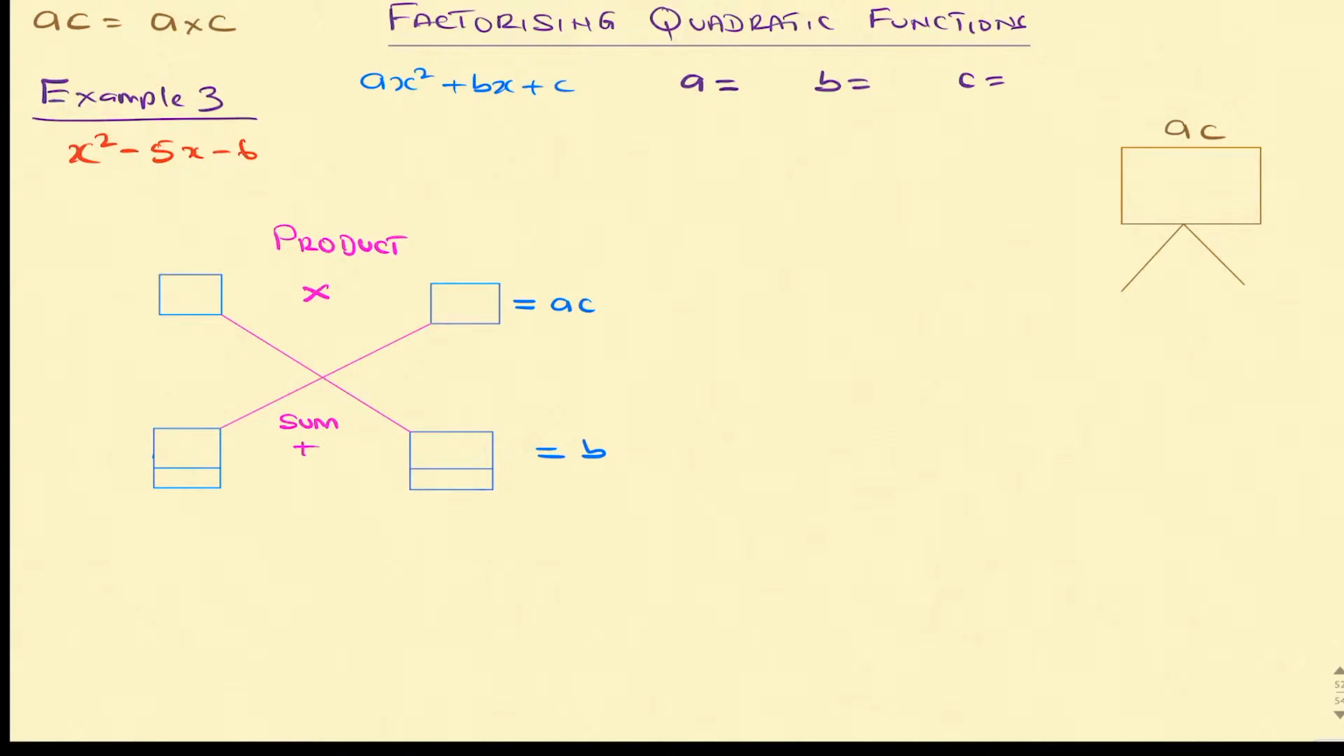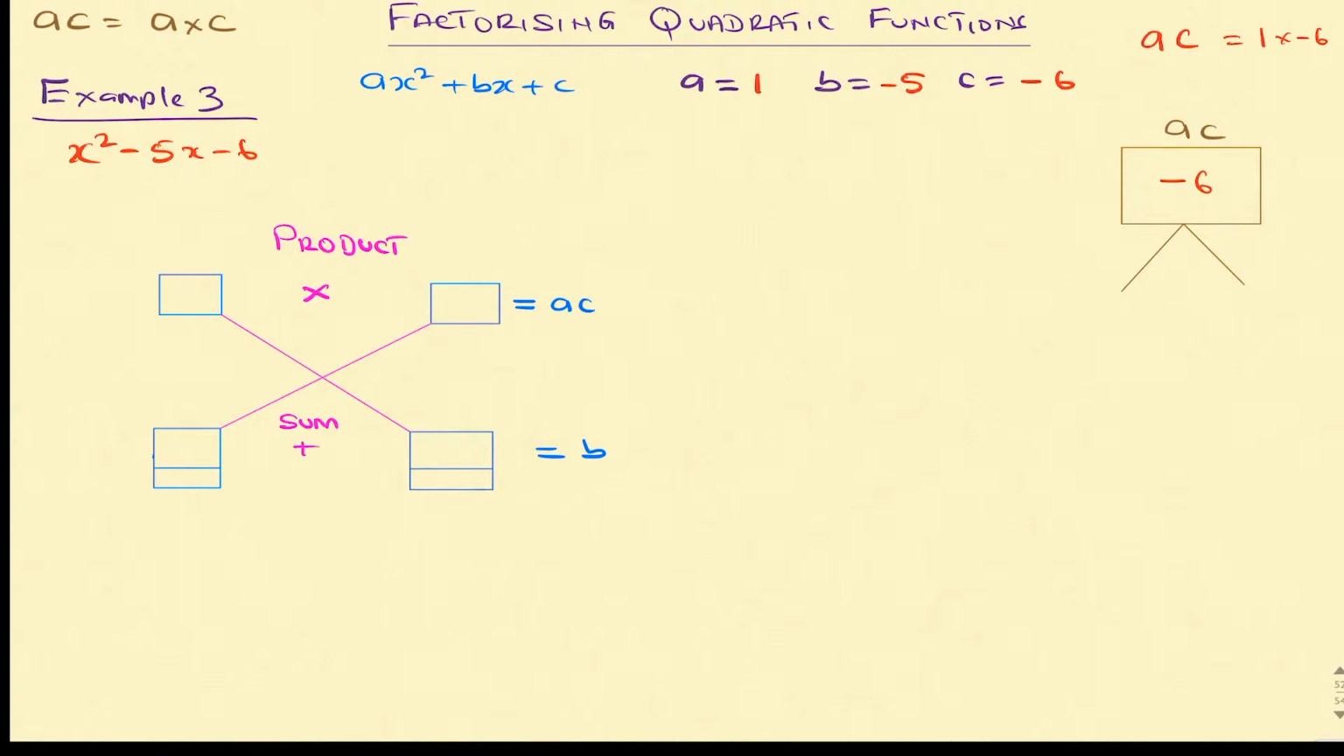Now let's do the third example. X squared minus 5x minus 6, where A is 1, B is minus 5, and C is minus 6. We need to find AC. AC is 1 times minus 6, and that gives us minus 6. We need two numbers that we can multiply together to get minus 6, and two numbers that we can add together to get minus 5.